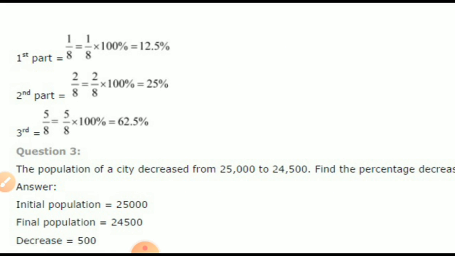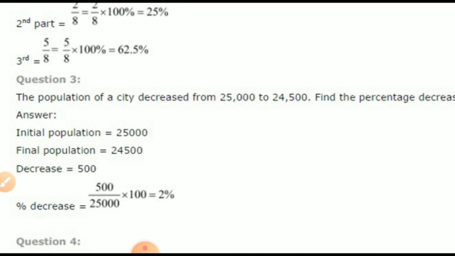Isn't it? Correct. Now look at the third question. The population of a city decreased from 25,000 to 24,500. Find the percentage decrease. Students, you have to find the percentage decrease. Look at here, don't be afraid. The answer is in percentage. Present population is this much, and the final population is this much, and the decrease is 500. You got it. Subtract it.